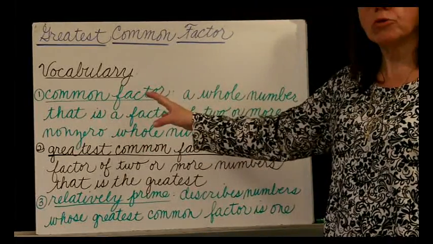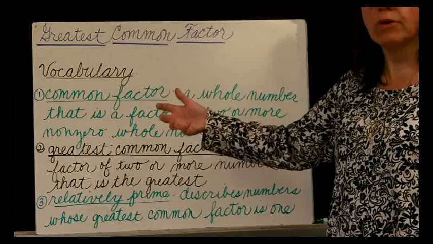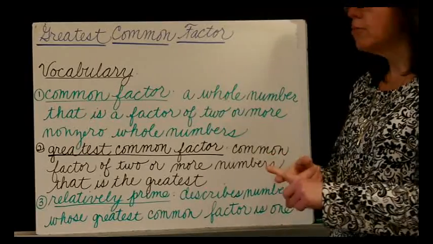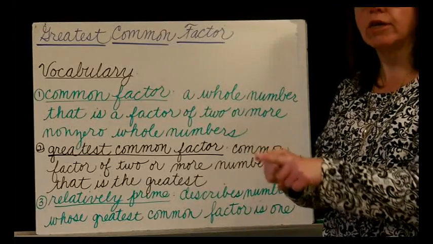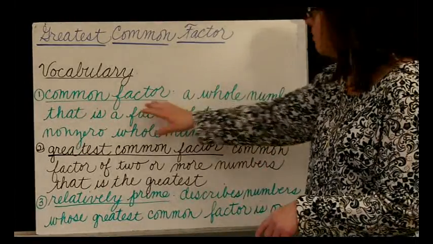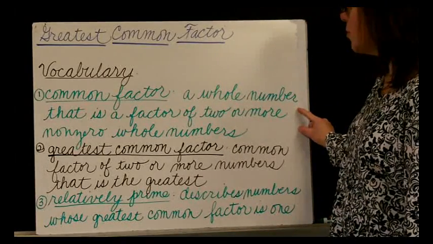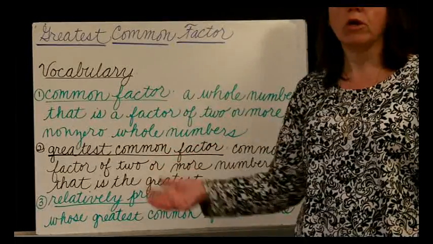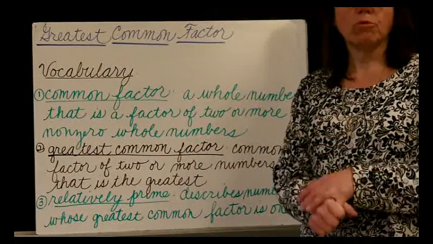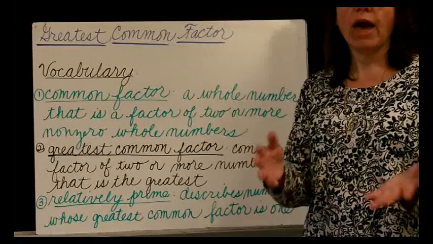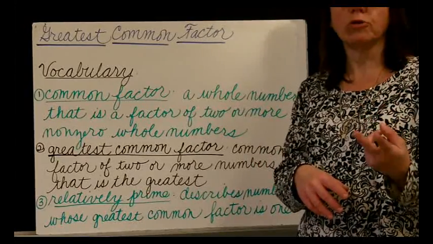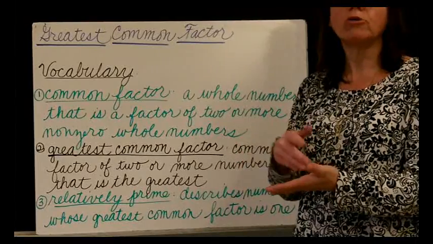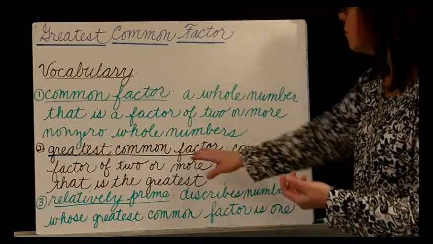Now, by now, I'm sure that when you hear the word factor, you right away think of a multiplication problem. The factors are the numbers that you multiply to get your product. A common factor is a whole number that is a factor of two or more non-zero whole numbers. So for instance, the number 4 and the number 6 have a common factor of 2 because both can be divisible by 2. 2 times something equals 4, 2 times something equals 6.